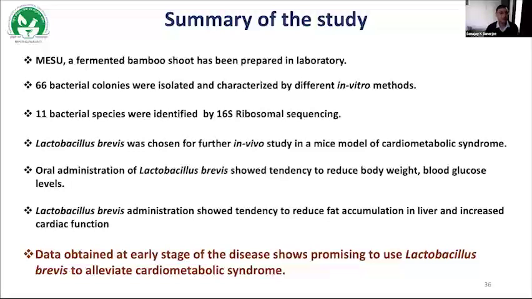Till now, the data obtained at a very early stage look very promising, but we have to wait a few more weeks to get the final data, and histopathology, cytokines, and all the parameters will tell us the final outcome of this work.